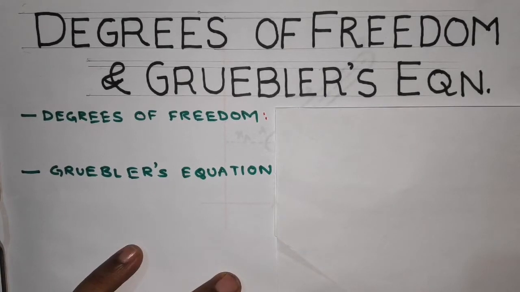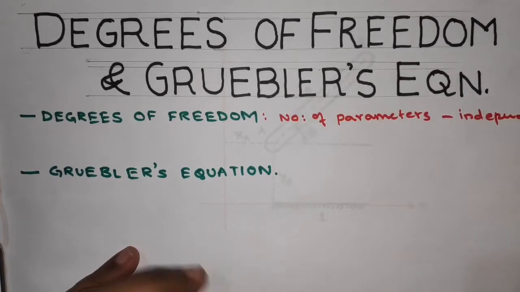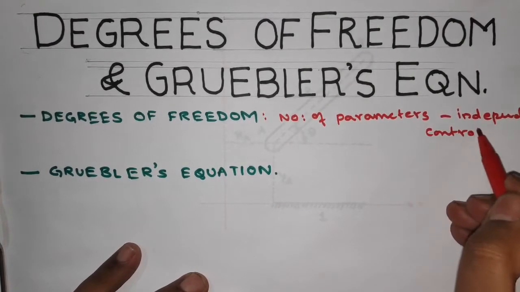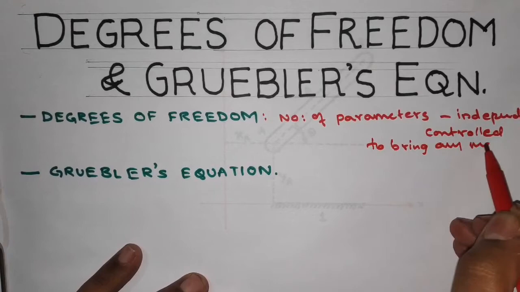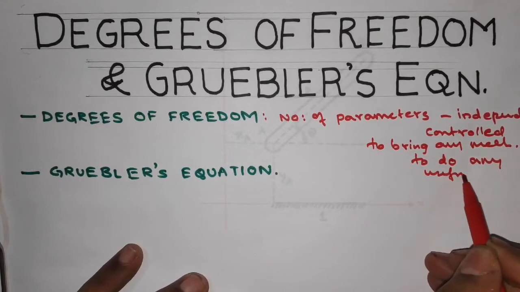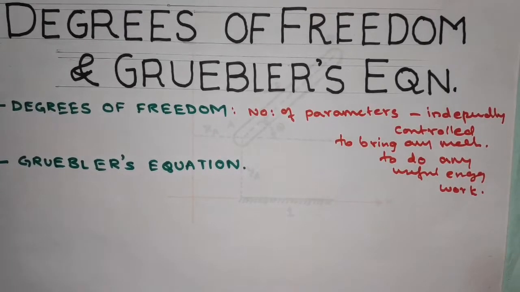So first, let us see what do you mean by degrees of freedom. It is defined as the number of parameters, which are usually pair variables, which must be independently controlled in order to bring a mechanism into a useful engineering purpose. That is, degrees of freedom is the number of parameters which are independently controlled to bring any mechanism to do any useful engineering work. So this is the definition of the degrees of freedom.